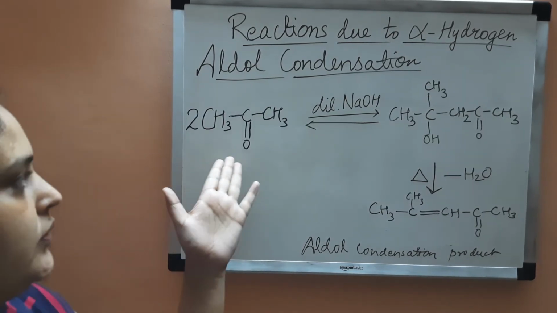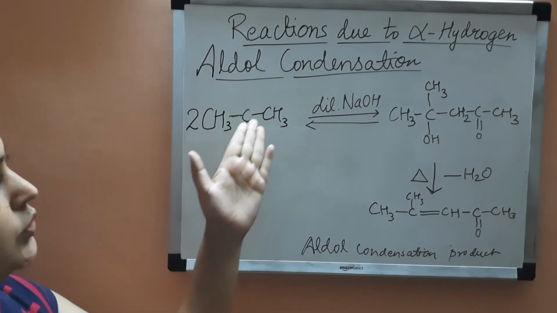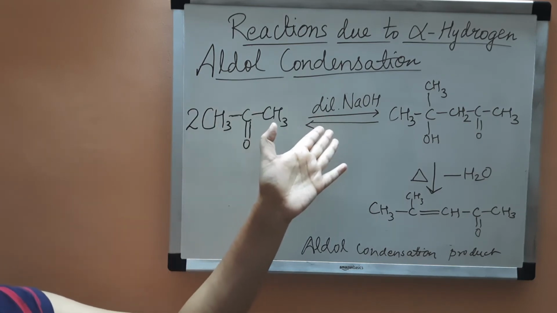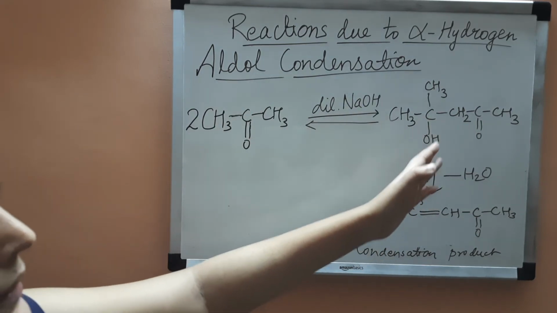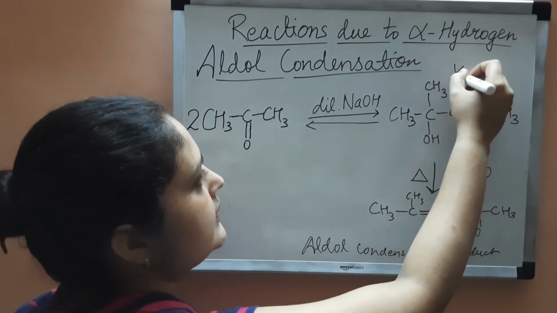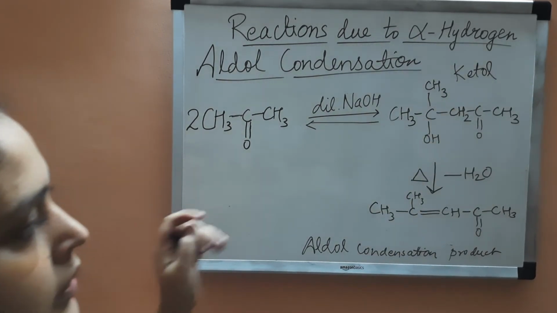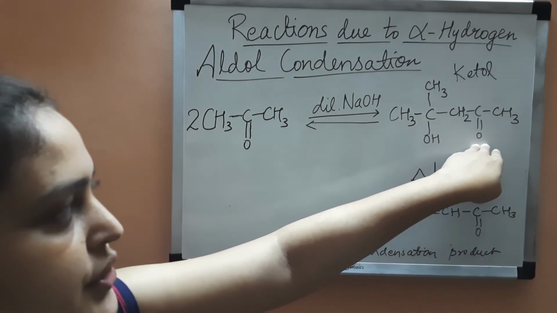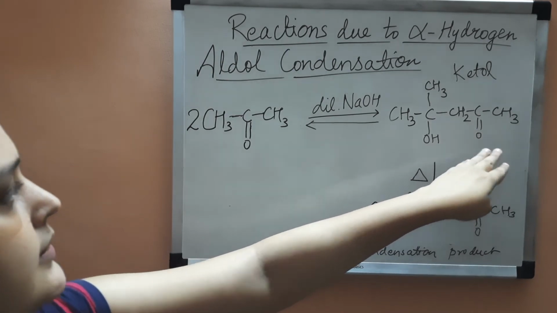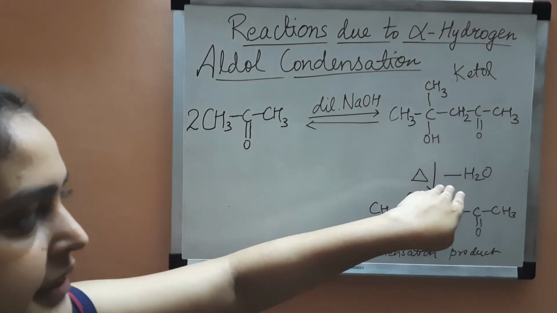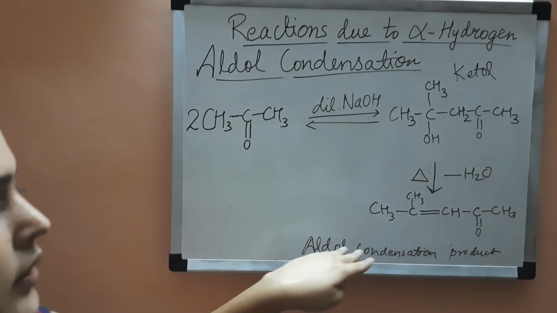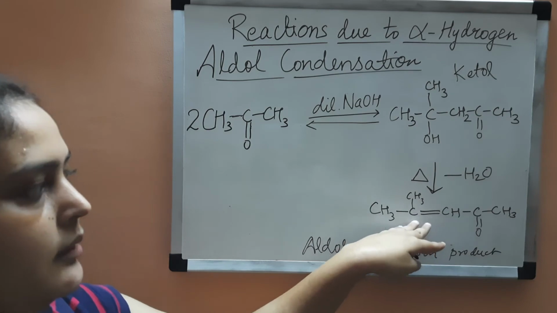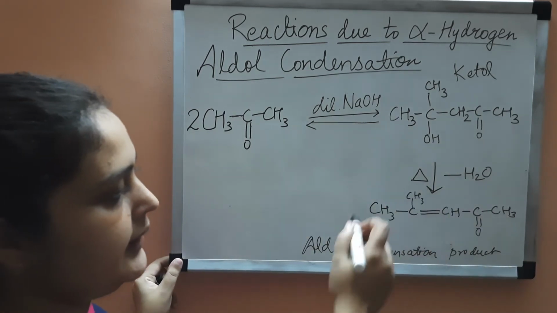So in case of ketone, this is propanone, CH3COCH3. You are taking two molecules of it and adding dilute base, and then you will get this ketol, in which you get a hydroxy group at the beta position, and the ketone remains the same. After heating it you will get your aldol condensation product, that is, you will have a carbon-carbon double bond and a ketone at the end of the product.